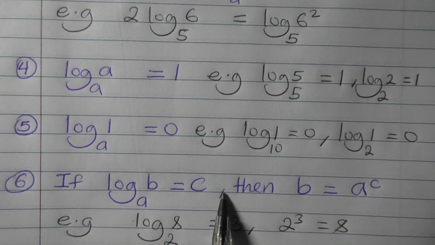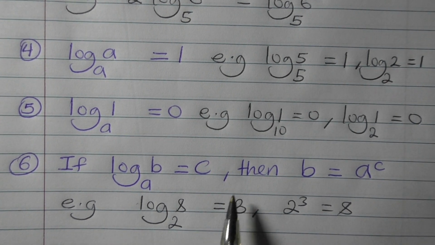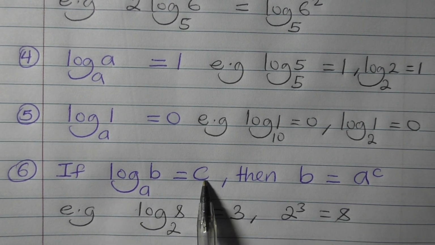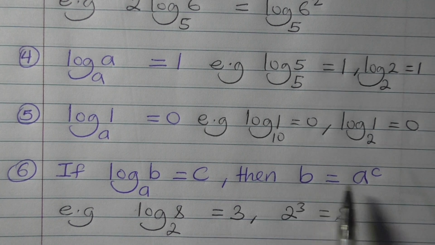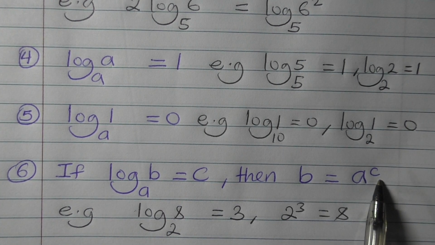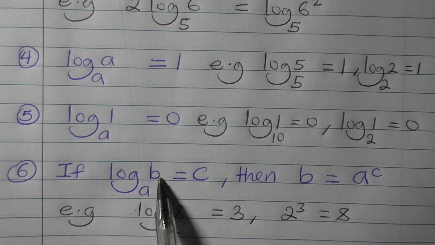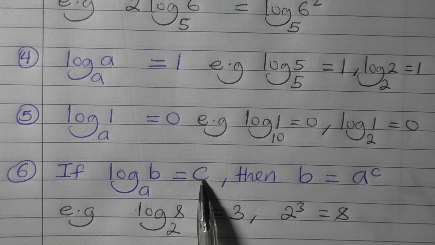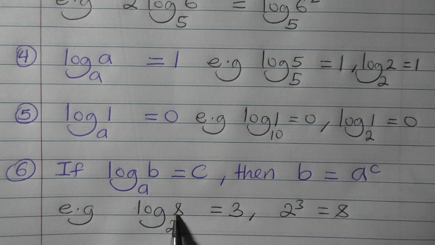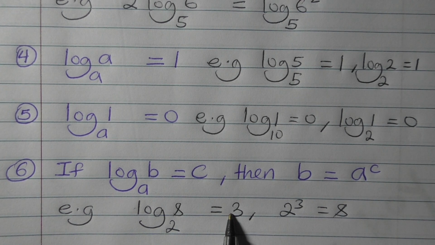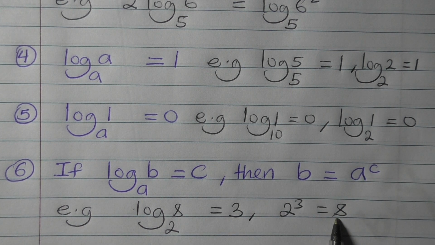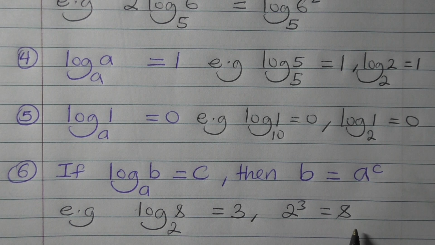Our last law, that is law number 6. Law number 6 says that if at all log a power b equals c, then b equals a power c. For instance, did you know that log 2 power 8 is 3? And therefore, 2 power 3 gives me 8. That is our last law. So that has been the laws of logarithms.